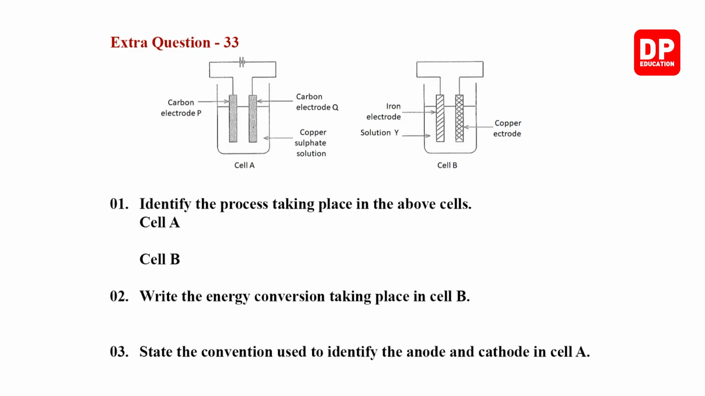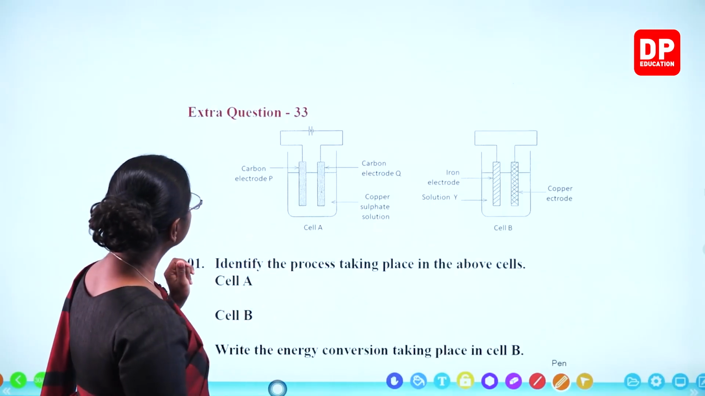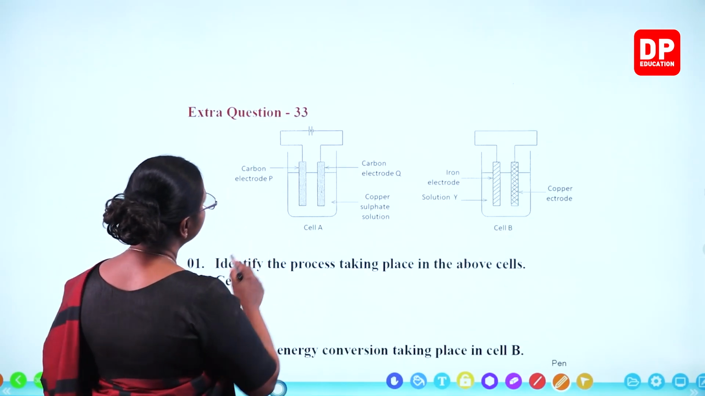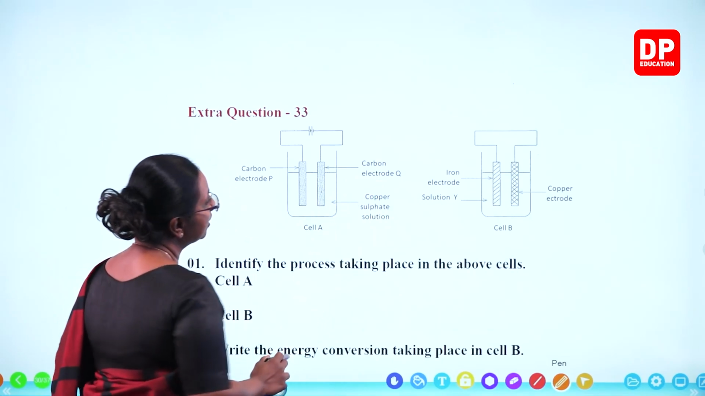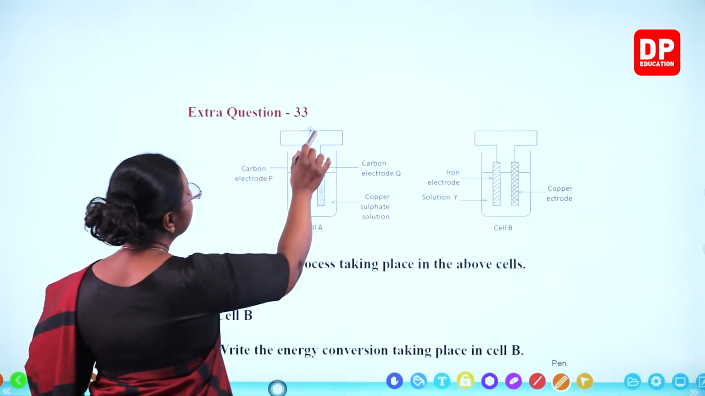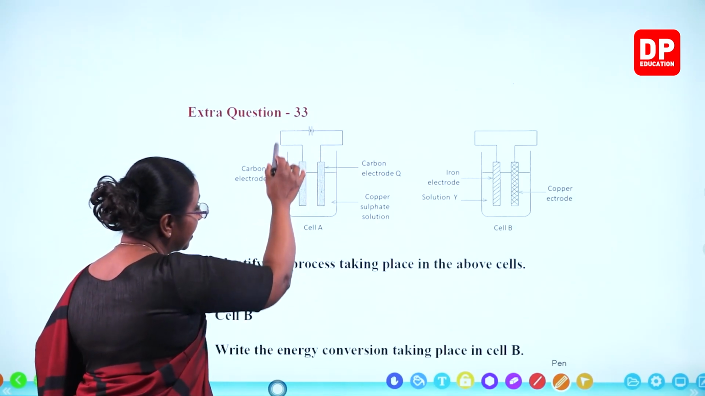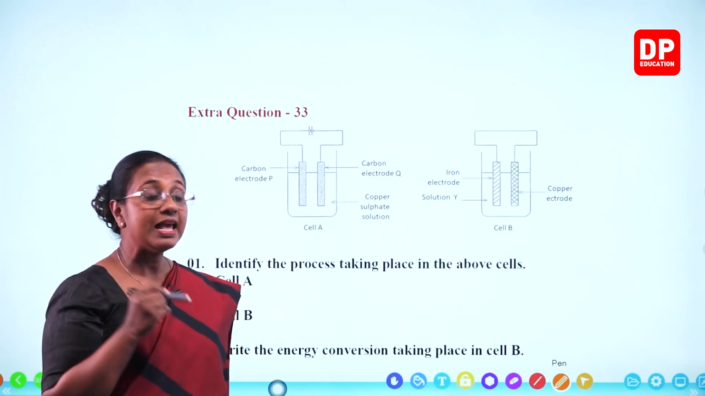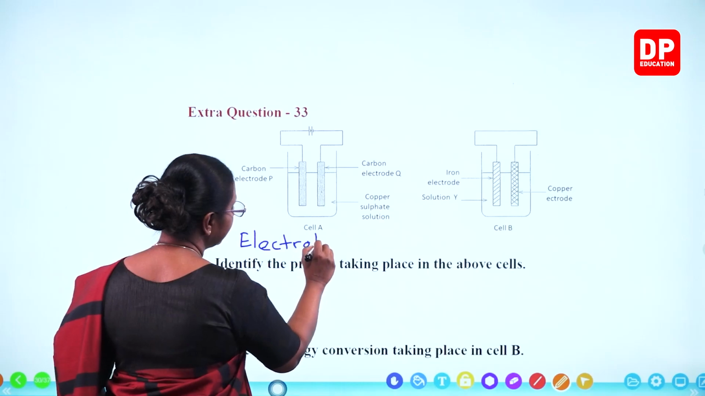Now here we have extra question 33. In this you can see there are two cells. Cell A and cell B are given to us. And here you can see cell A, what have they shown here? Now cell A, you can see there are two electrodes, and they have said carbon electrode P, carbon electrode Q. So both are carbon electrodes. And here there is a power supply, the battery, power source. So then you know we supply current and make a chemical reaction take place. So this has to be an electrolytic cell.